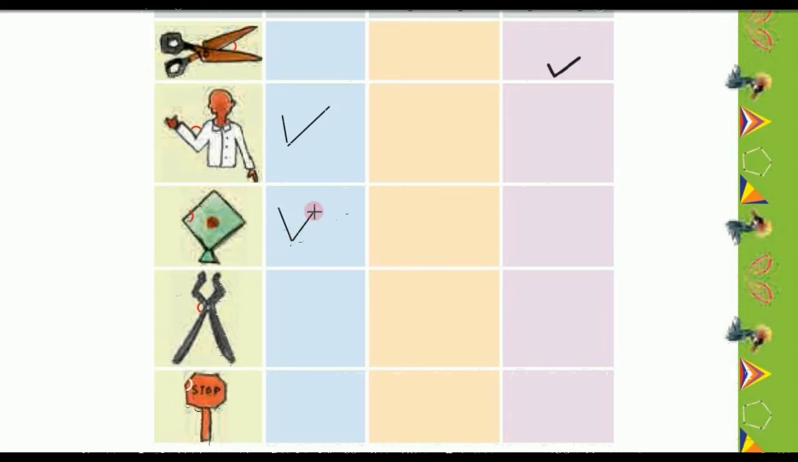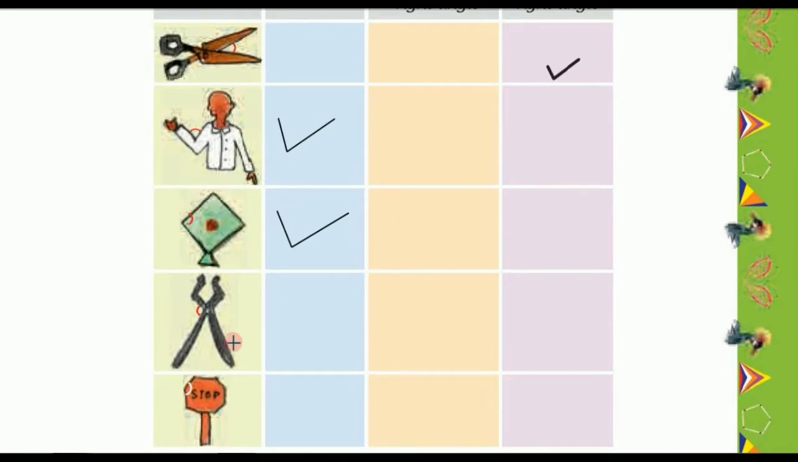Now observe this picture and the angle marked here. If you observe, it is more than a right angle, so tick mark here. Now next picture. Observe this picture and the angle marked here. If you observe, it is also more than a right angle, so tick mark here. Okay, now let's move on to the next page.